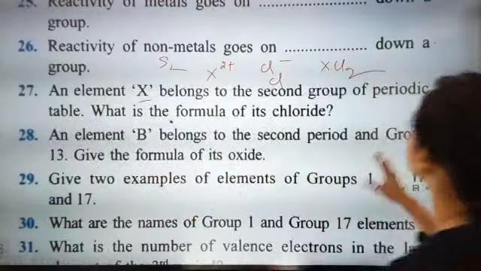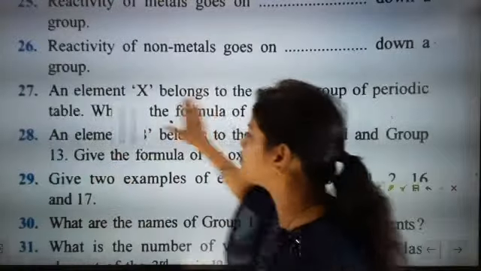Well done Manish, God bless you, beta. So XCl2 will be the answer.